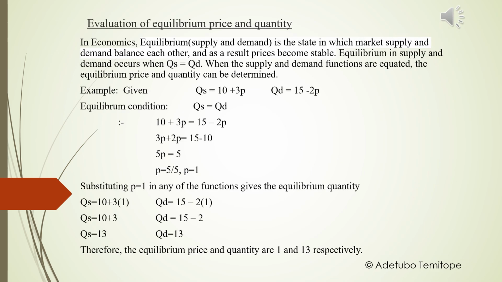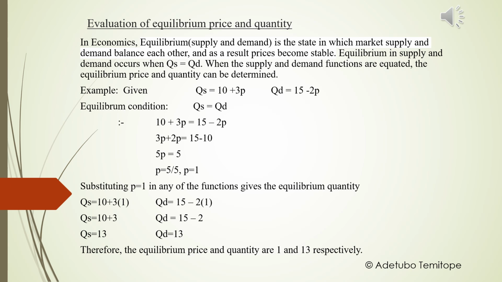Lastly, in this tutorial, we'll look into evaluation of equilibrium price and quantity. In economics, equilibrium, that is for supply and demand, is a state in which market supply and demand balance each other and as a result, prices become stable. Equilibrium in supply and demand occurs when quantity supply equals quantity demanded. That means when QS equals what? QD. When the supply and demand functions are equated, the equilibrium price and quantity can be determined.